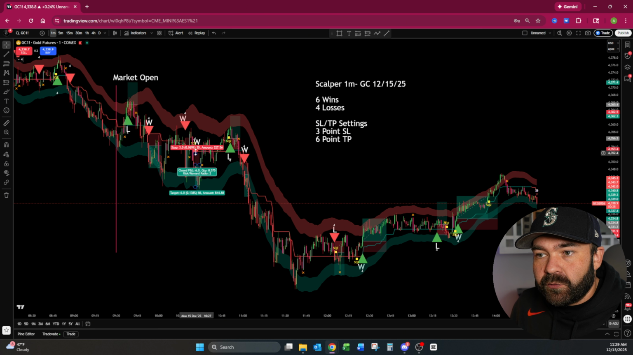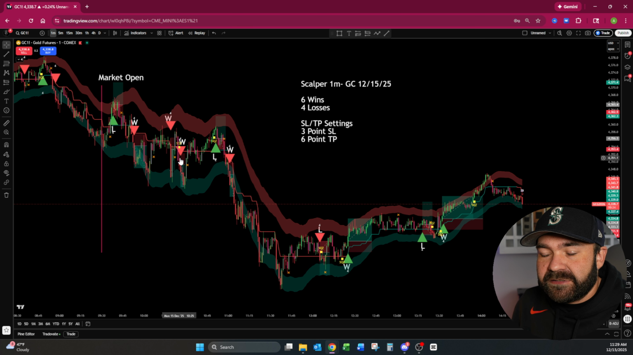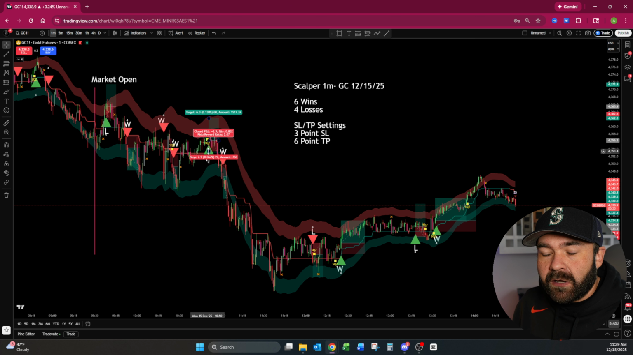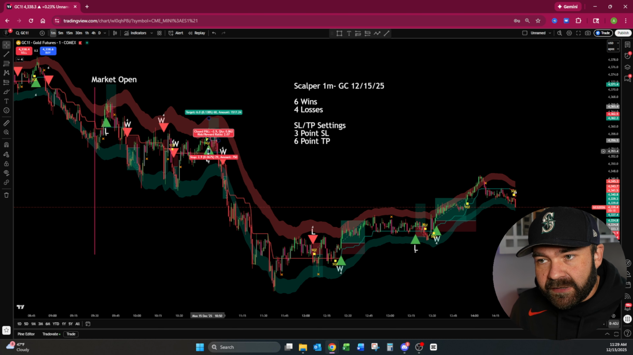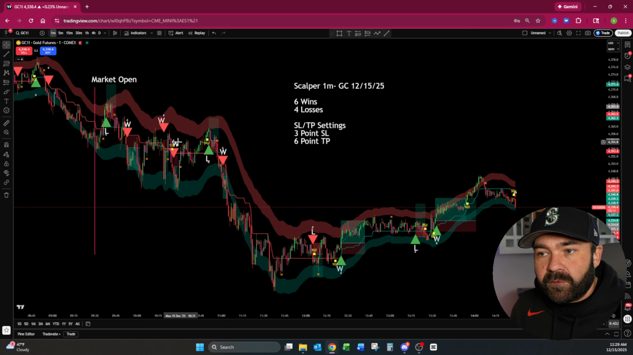This one here is another win. This is a win. Everything is getting a 3 point stop loss to a 6 point take profit, a 1 to 2. You can see again, it goes long. The way the market was today, everything was pretty much bearish. So the long was another loss. So far we're 3 and 2.